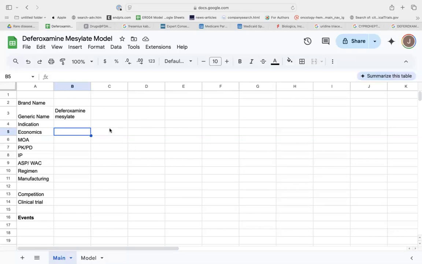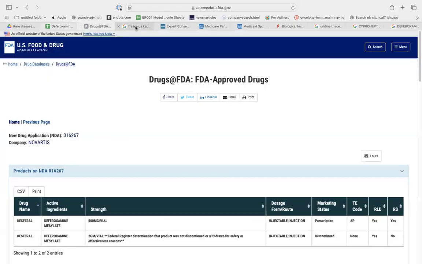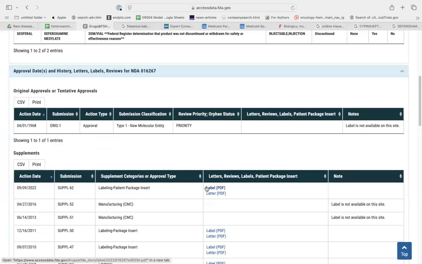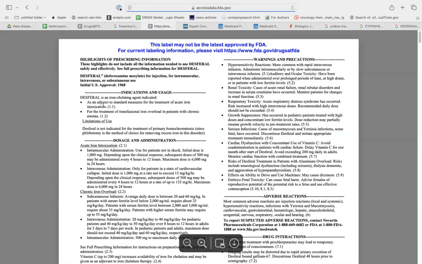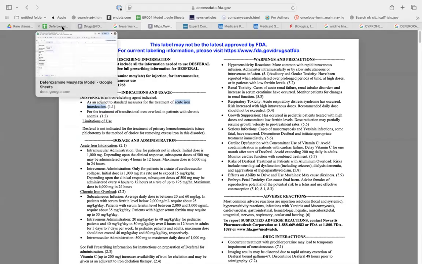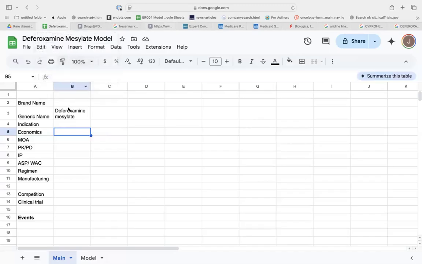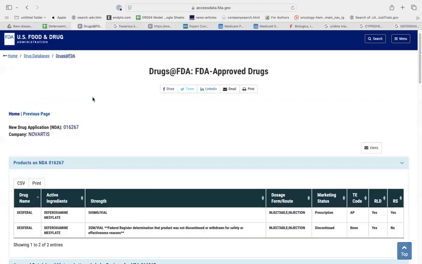I don't know the ER drug space very well, and I've modeled some snake antivenom drugs, but this is the first... what is this for? Okay, acute iron intoxication. So iron poisoning. This is the first real poisoning drug I've modeled. So let's get started. A brand name. What's the brand name?